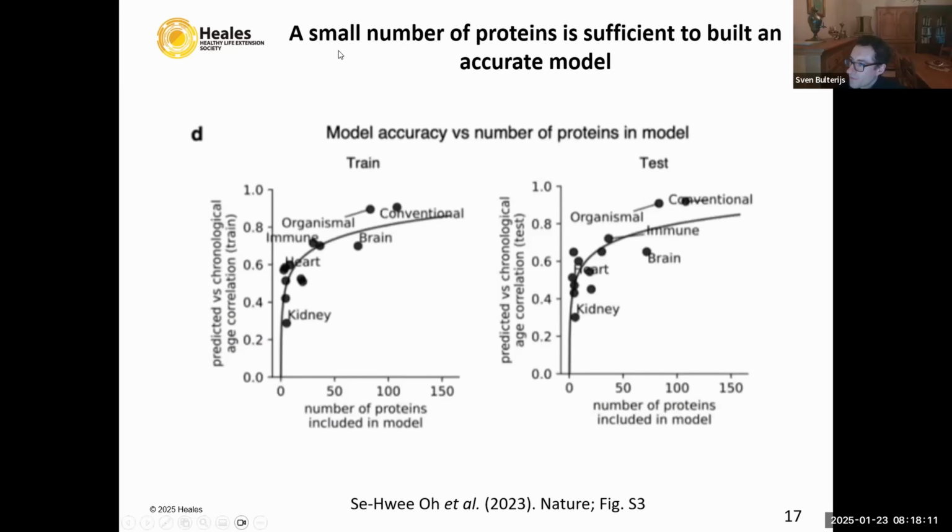One interesting thing is that they found that actually you only need a very small number of proteins to build such a model. So here you can see the number of proteins included in the model, and here you can see the predicted versus chronological age correlation. And you can see, like here, you're already getting a relatively very good correlation with a small number of proteins.